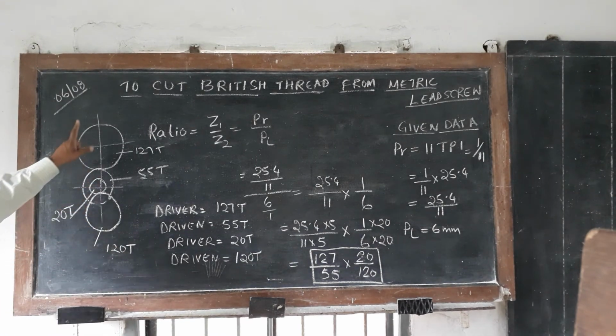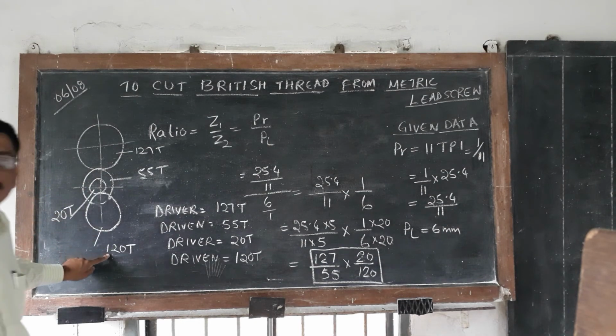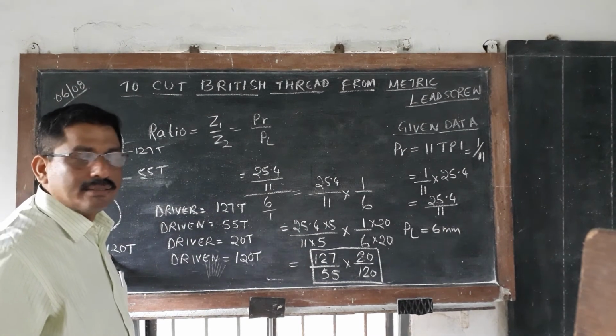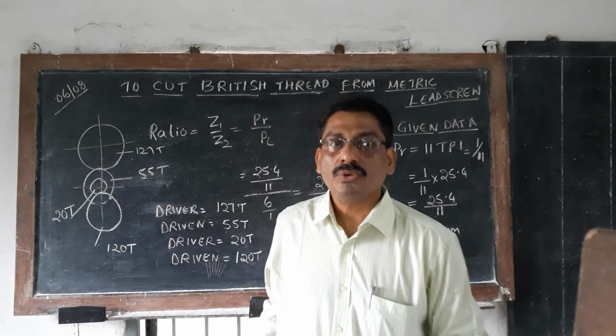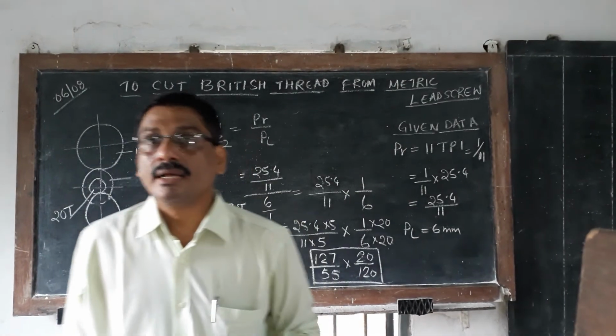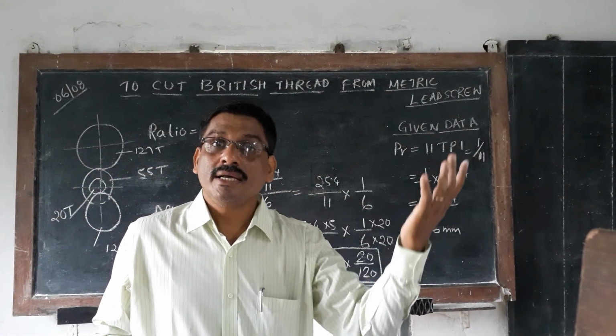So it is a compound gear train. One driver, one driven. Again, this is a driver with 20 teeth, and again it is a driven with 120 teeth. Is it clear? So this gear setting you have to do. So this is what we can do: you can cut the British thread from a metric lead screw.